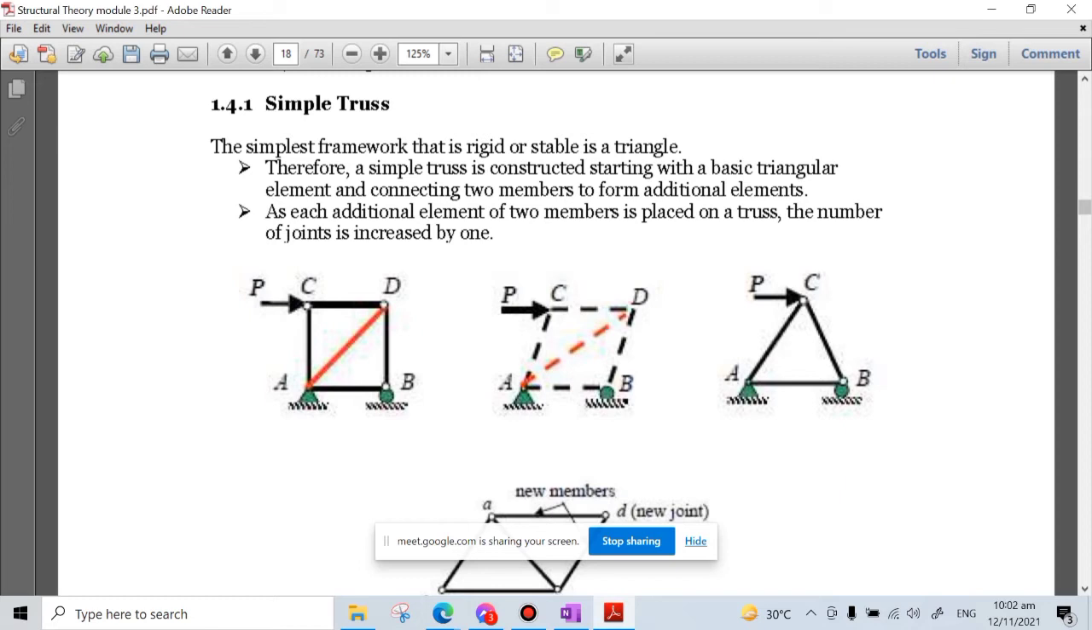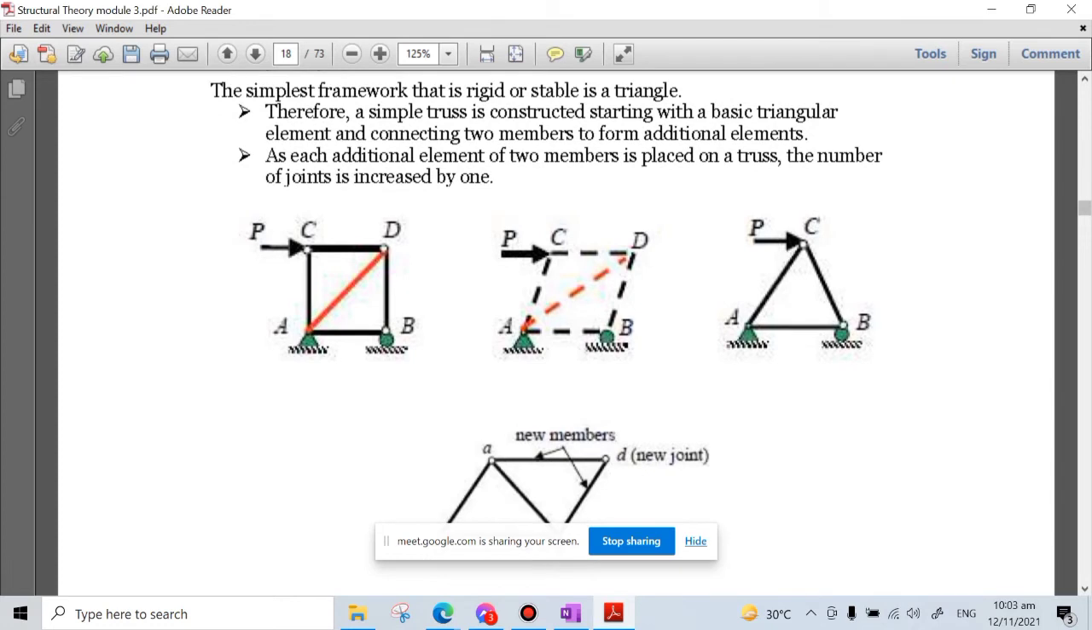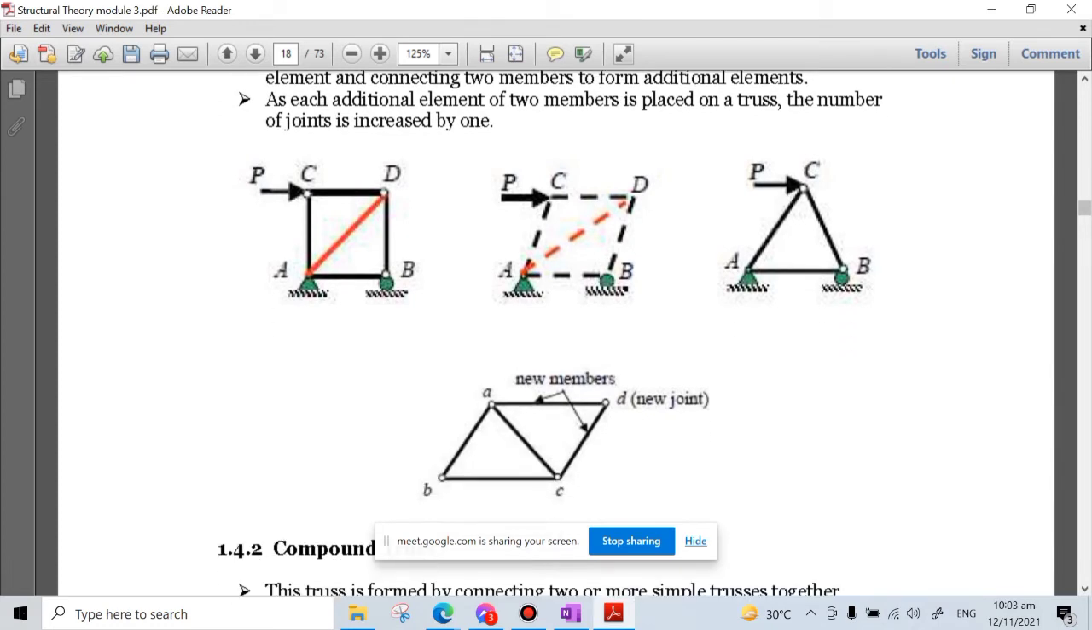So, sa simpleng mga movie na ganun, as early as that, ay nakukwenta na yung mga ganitong mga teorya. So, as each additional pair of two members is placed to form a truss, isang joint yung nadadagdag. Ayun yung binanggit ko kanina. Kung tayo ay magdadagdag ng two members, isang joint yung nadadagdag dyan. Add ka na naman ng dalawang member, maa-add ka na naman ng isang joint and another two members and another joint.